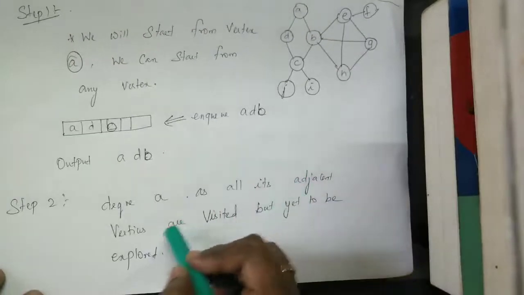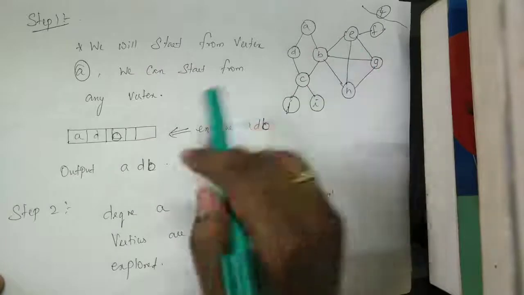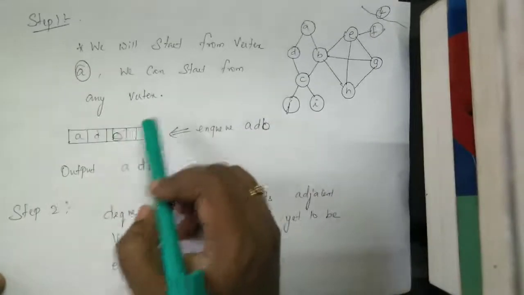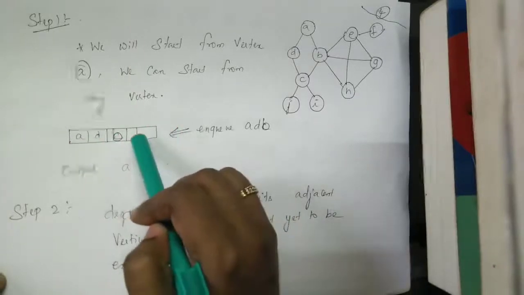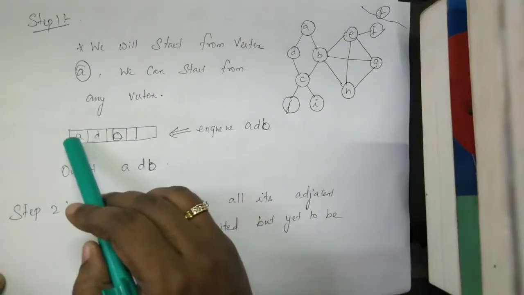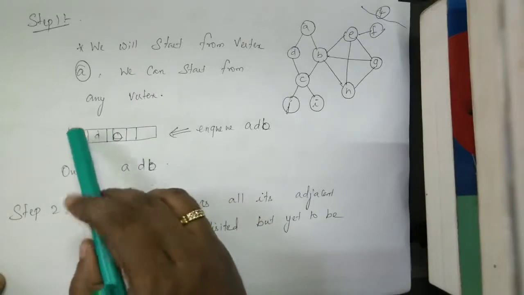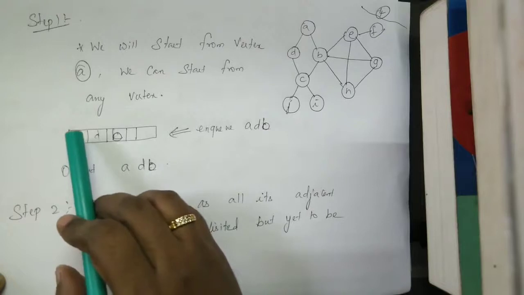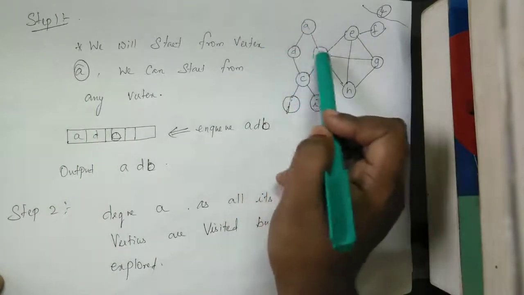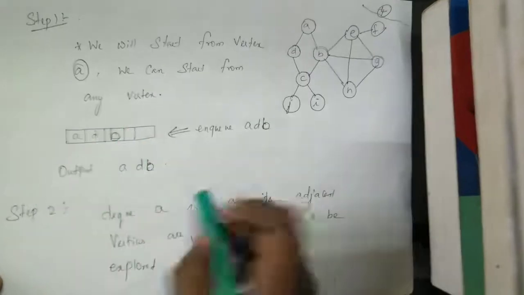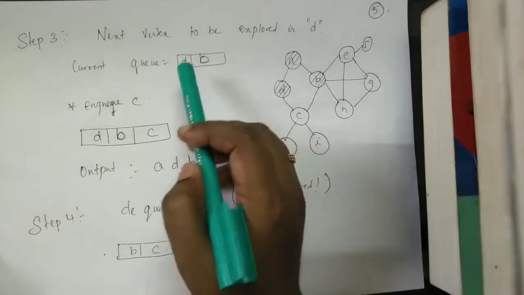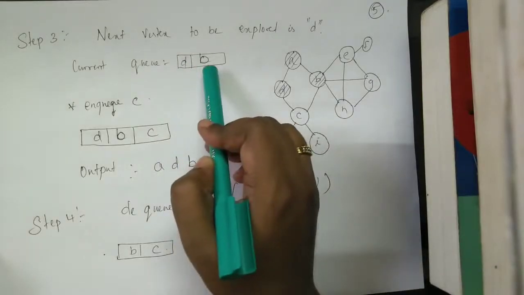And in the second step, we have to now DQ A. Why? Because we know that NQ happens at the end of the array, and DQ happens at this end of the array. So we have to now DQ, because A is explored and the adjacent vertices are already visited. So we can DQ A. So we have DQ'd A, and now the queue has only D and B in it.